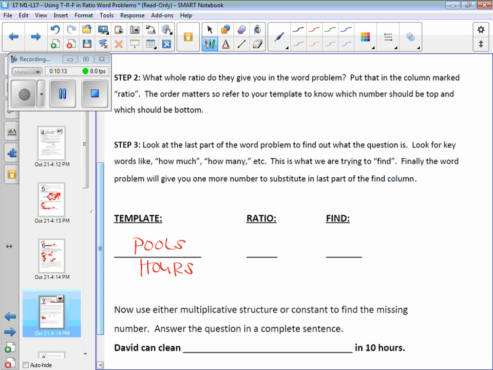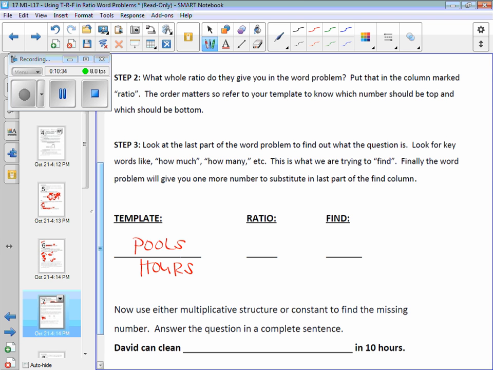They're going to serve as labels, so when we put our numbers in, we now know anything having to do with pools, number-wise, has to go on the top. Any numbers given in the word problem that have to do with hours need to go on the bottom. We have to be consistent. If we flip it, we're going to get the wrong answer.